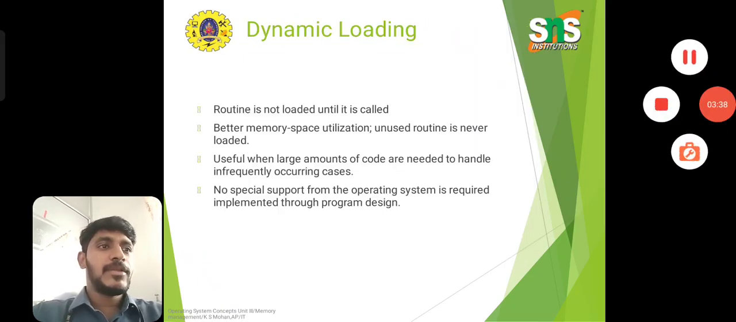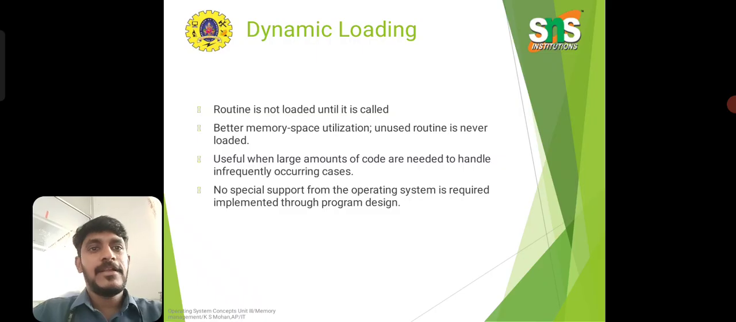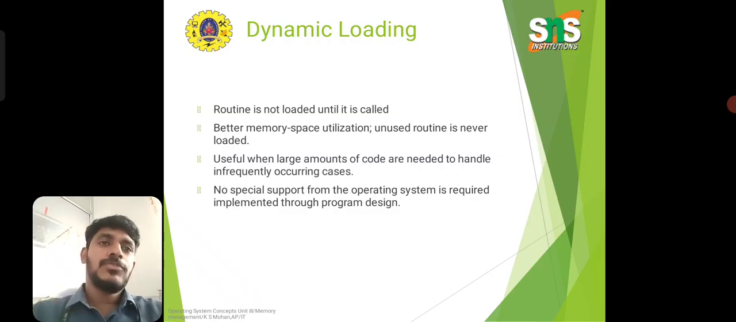Then dynamic loading. Dynamic loading means a routine is not loaded until it is called. This gives better memory space utilization, since an unused routine is never loaded. It is useful when large amounts of code are needed to handle infrequently occurring cases. In this PPT we can understand what dynamic loading is. No special support from the operating system is required; it is implemented through program design.